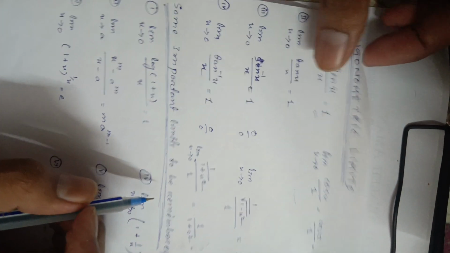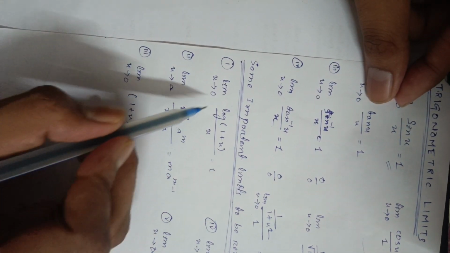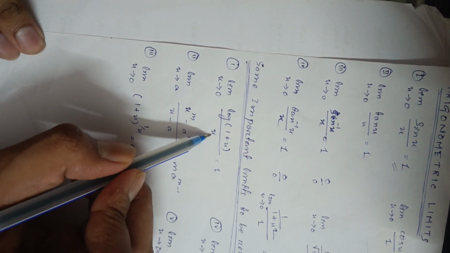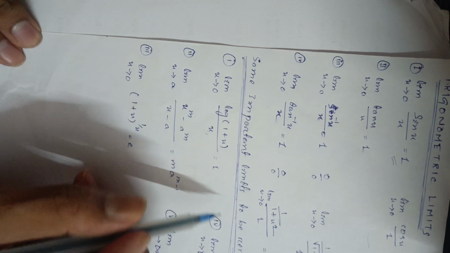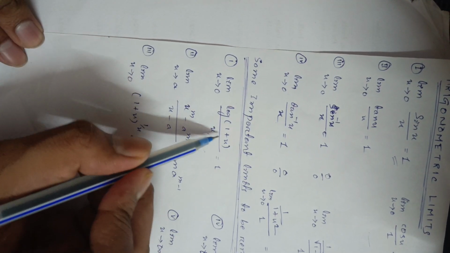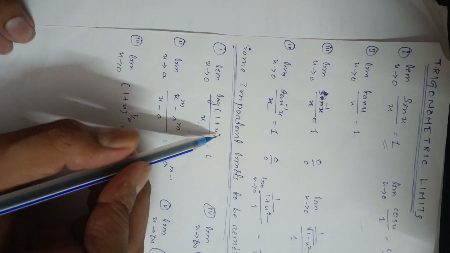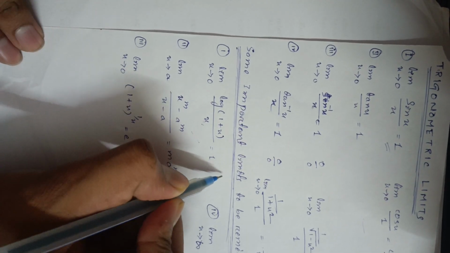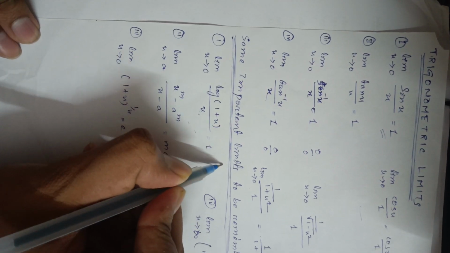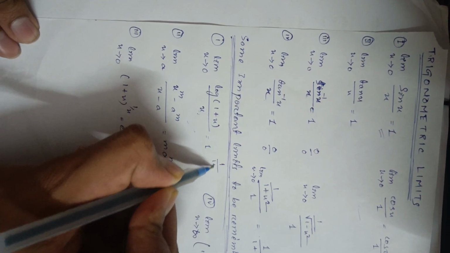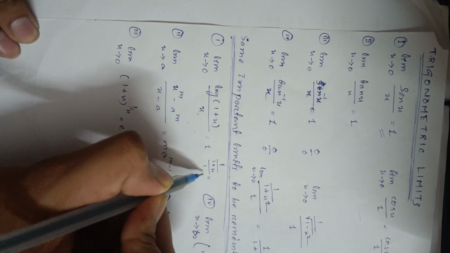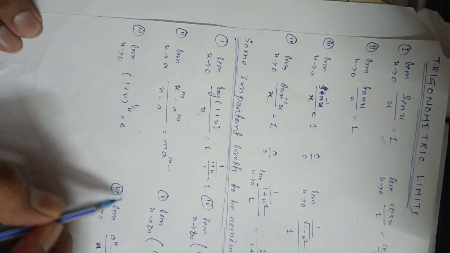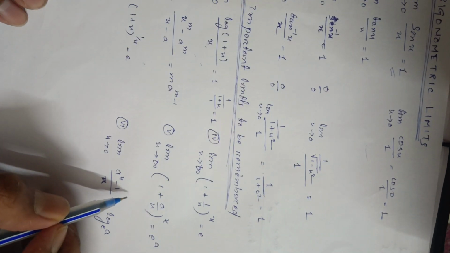Similarly, these are some formulas. If you put 0 in place of x in log of 1 plus x by x, we know the value of log 1 is 0, so it is 0 by 0 form. Then if you differentiate, the differentiation of log x is 1 by x, so it becomes 1 by 1 plus x divided by 1, which after putting 0 in place of x again becomes 1. Similarly, these types of formulas are derived from here by using L'Hospital's rule.